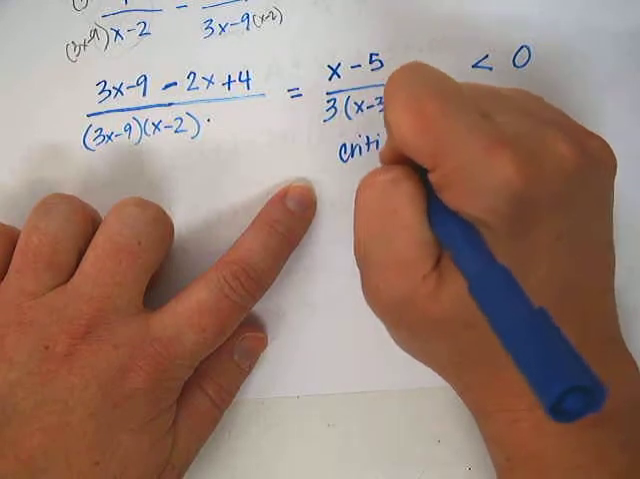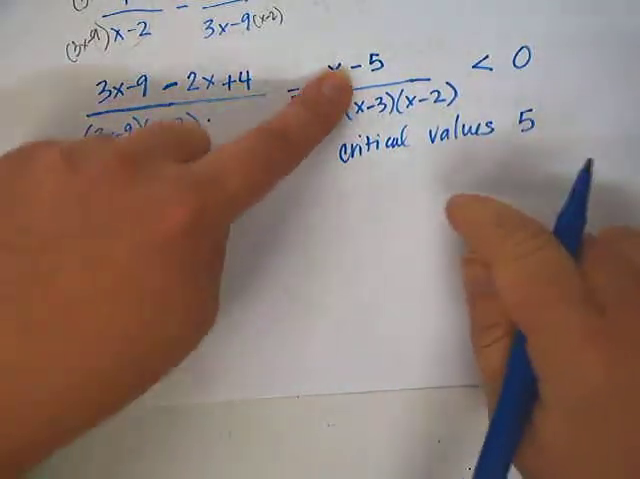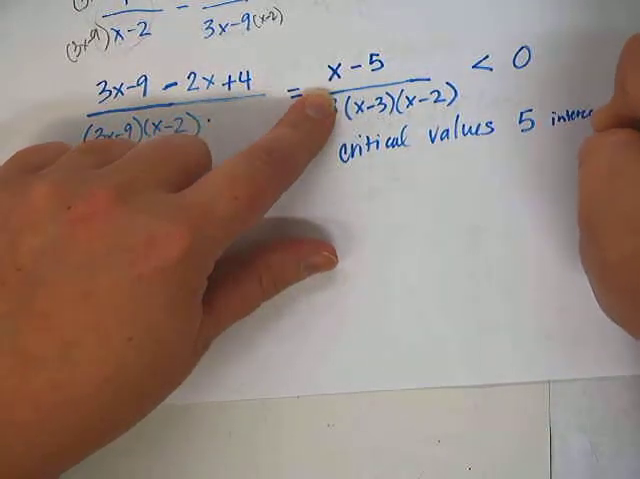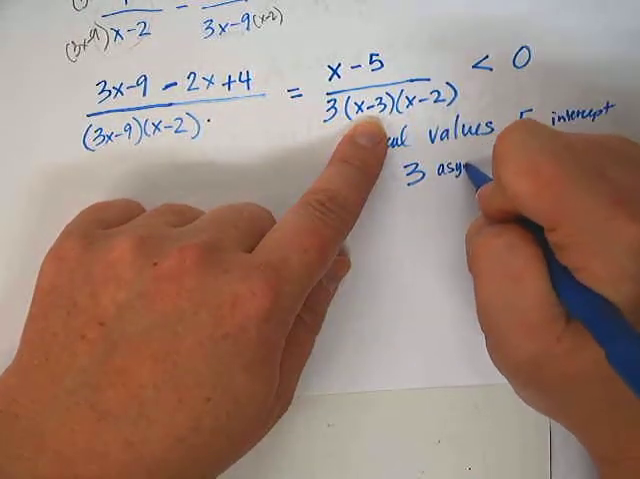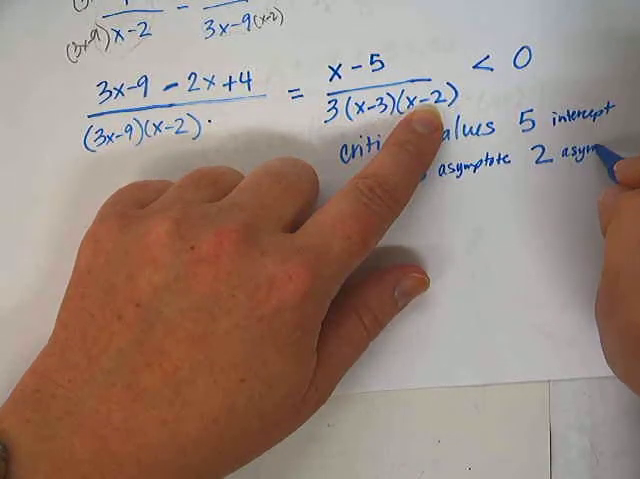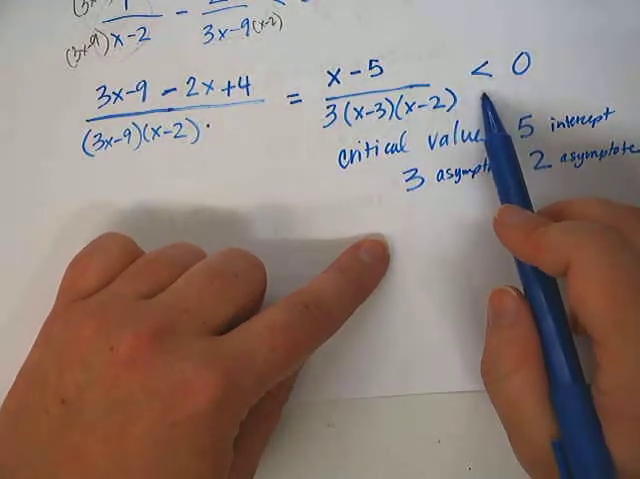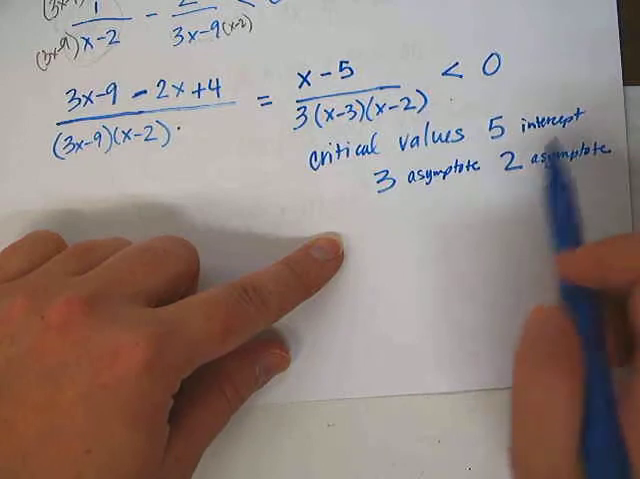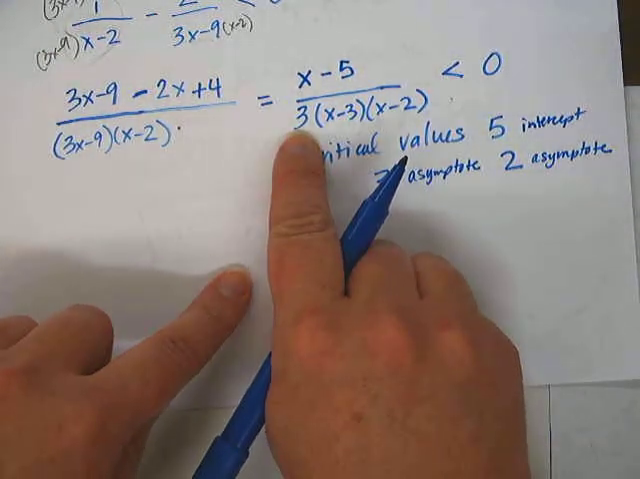So then our critical values, there's 3 critical values: 5, which is an x-intercept, 3, which is an asymptote that comes from that, and 2, which is an asymptote. And the reason it's important whether we know they're intercepts or asymptotes, oh, you know what, it doesn't matter on this problem because it's not equal to. So everything's going to be parentheses. So the fact that it's asymptotes and intercepts doesn't even matter.